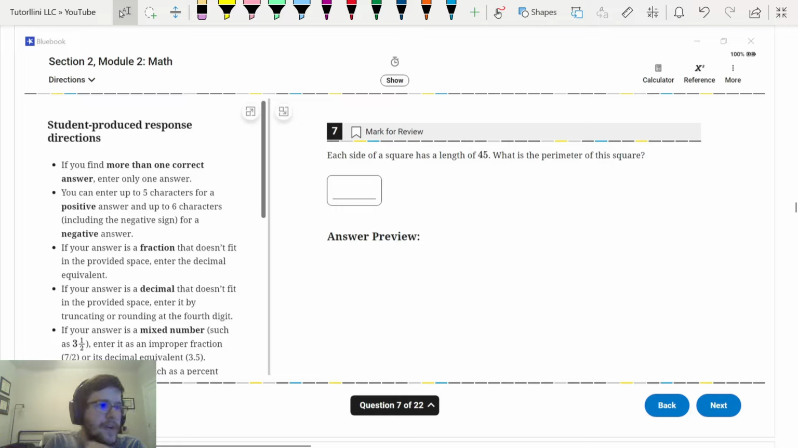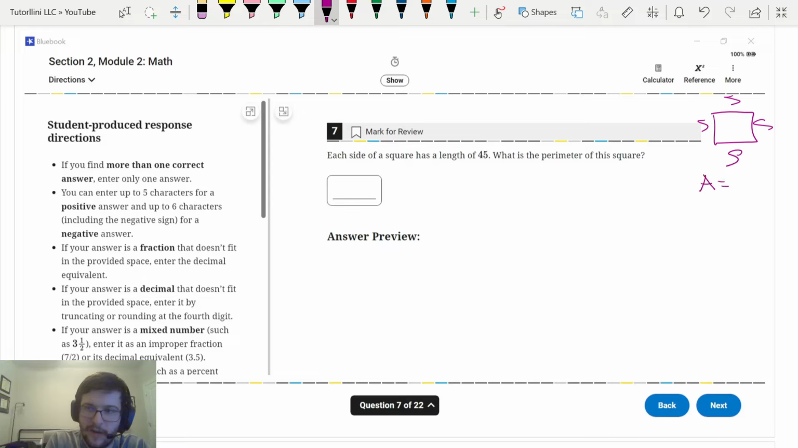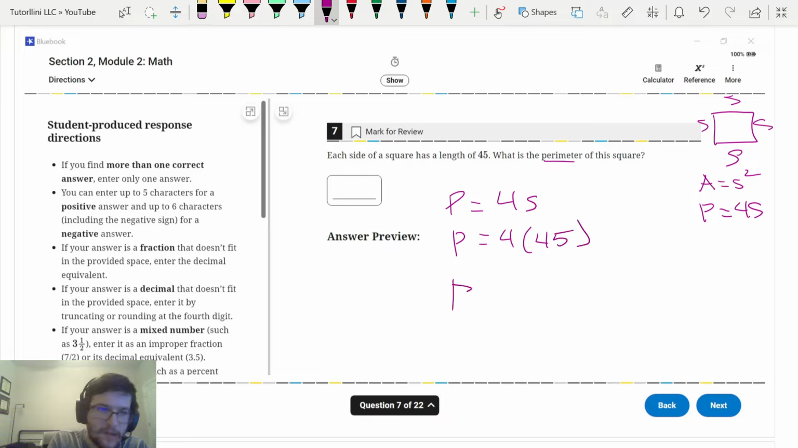Each side of a square has a length of 45. What is the perimeter? Okay, so we talked about this earlier in the video. You have to know for a square, the area is s squared and the perimeter is 4 times s. So here we want the perimeter. So perimeter equals 4s. So perimeter equals 4 times the side length, 45. So perimeter equals 180.